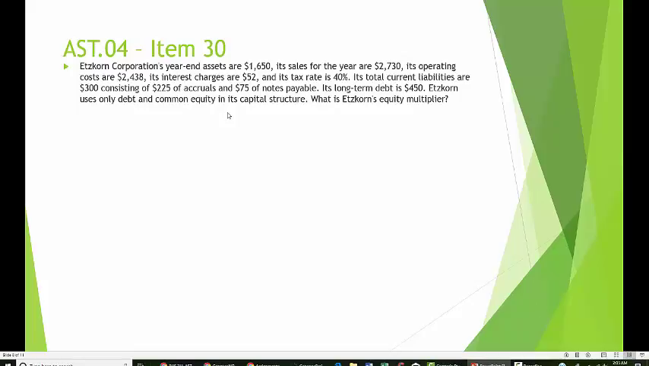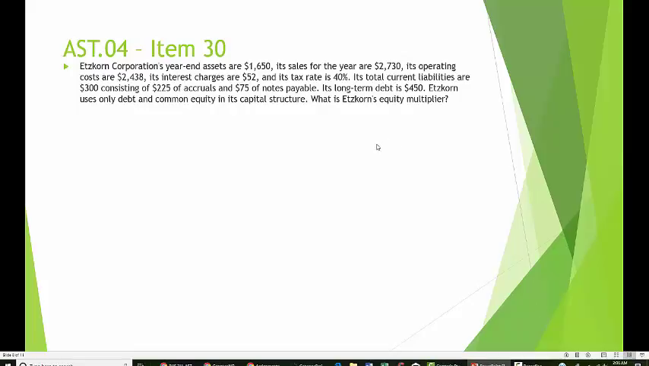Total current liabilities are $300, and they consist of $225 of accruals and $75 of notes payable. Long-term debt is $450. Etzkorn uses only debt and equity in its capital structure. And what is the equity multiplier?